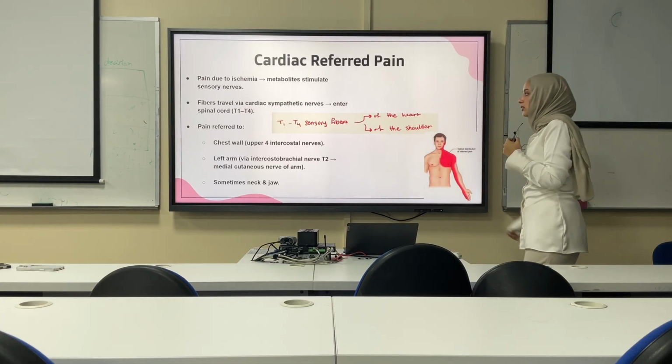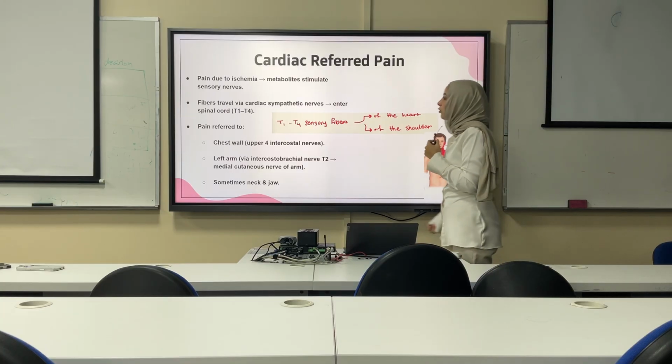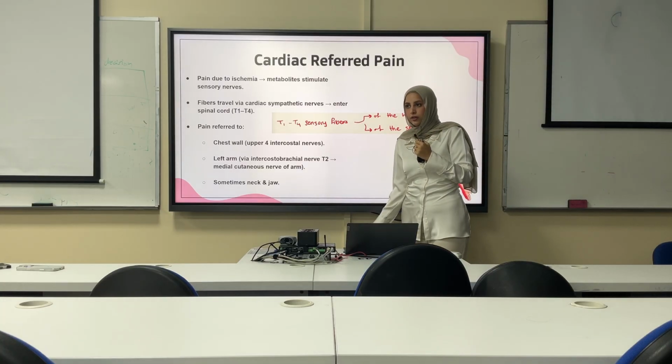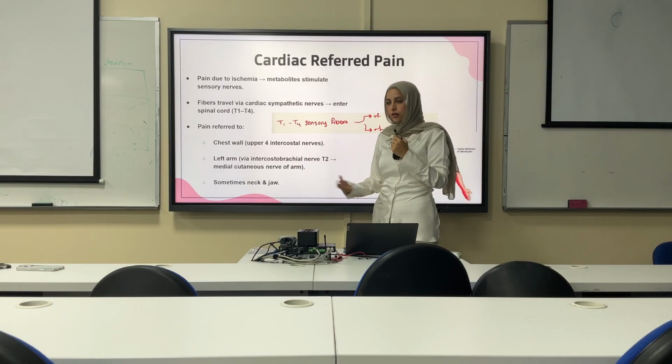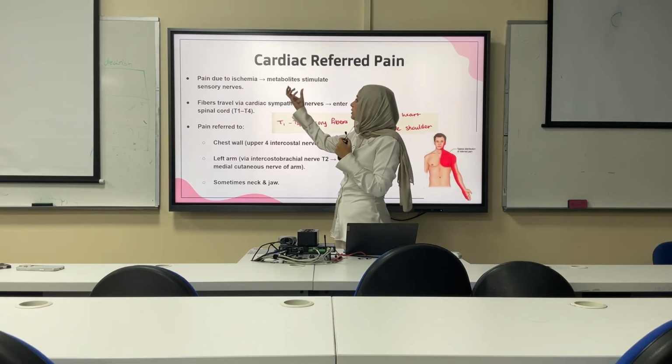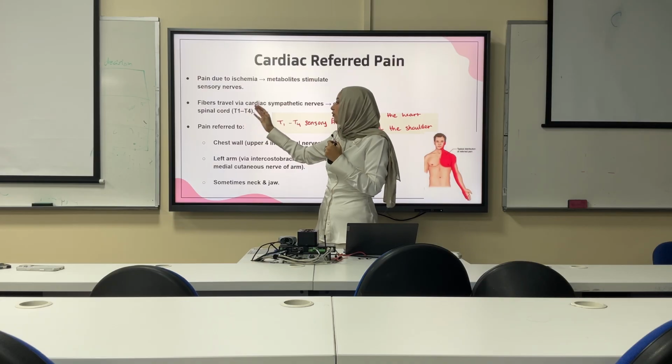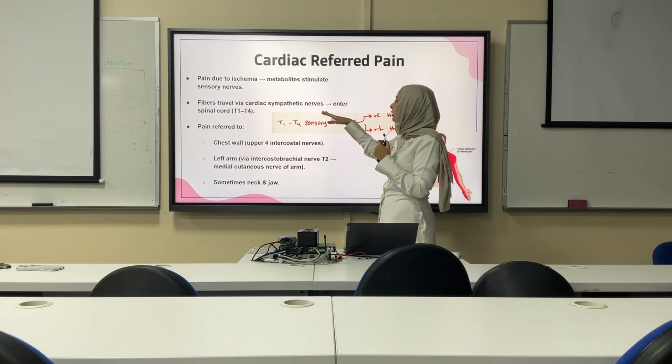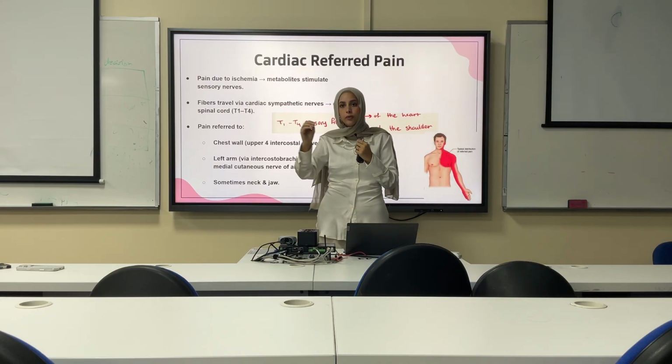Cardiac referred pain, this is actually also important. Why do we have pain in the heart? Because of the ischemia, because the heart isn't getting enough oxygen. So these metabolites will stimulate the sensory nerve. Now the fibers will travel by cardiac sympathetic nerves and enter the spinal cord at T1 to T4.